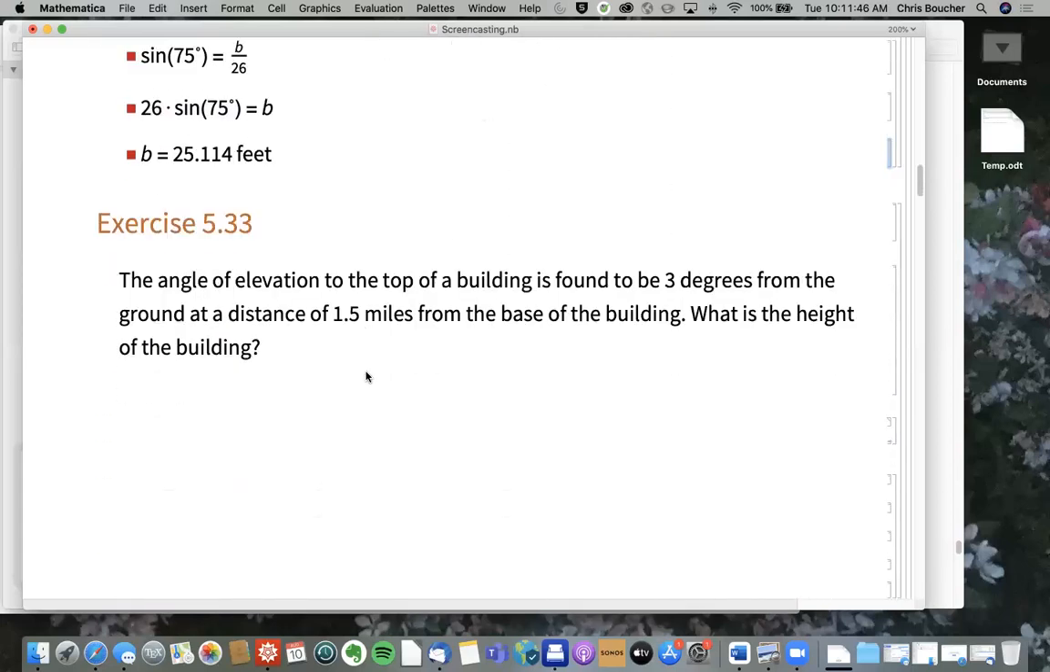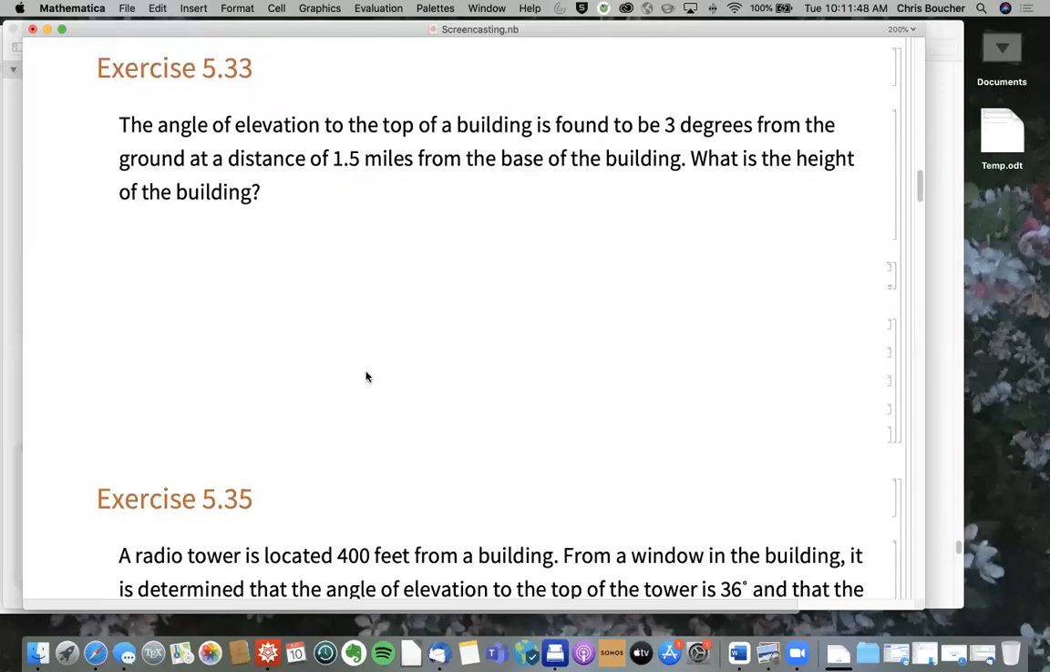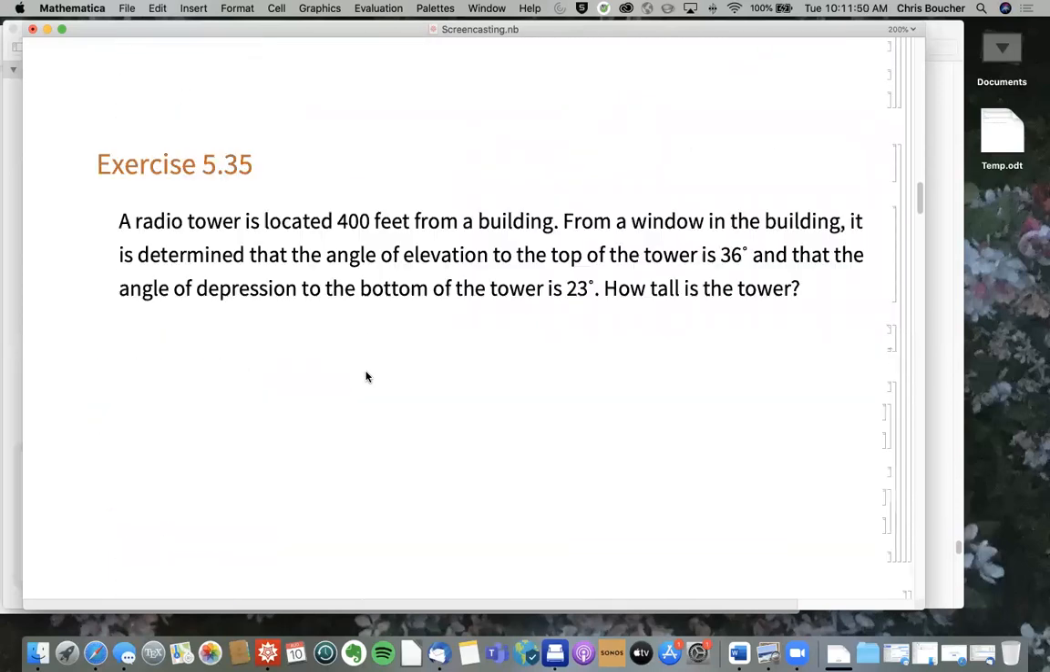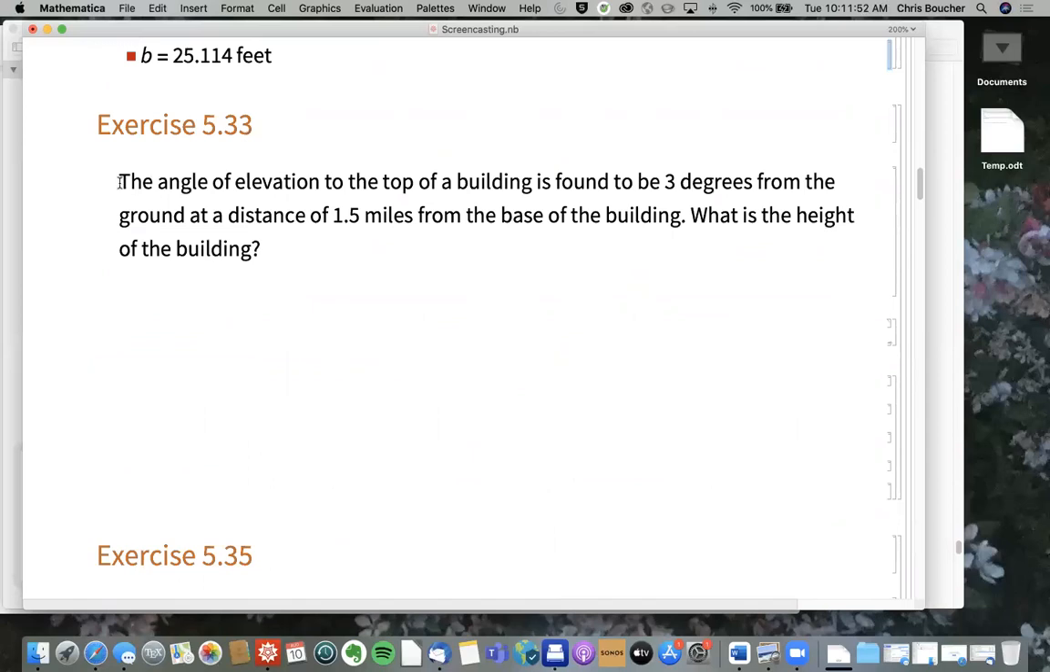All right, so here's another similar example. We'll do a couple more of these, I think, and that'll be good. So here's the situation. The angle of elevation to the top of a building is found to be 3 degrees from the ground at a distance of 1.5 miles from the base of the building. So if you are a ways away from the building and sighting to the top of the building, that's a fairly small angle of elevation because you're far away. And I want to know what the height of the building is.